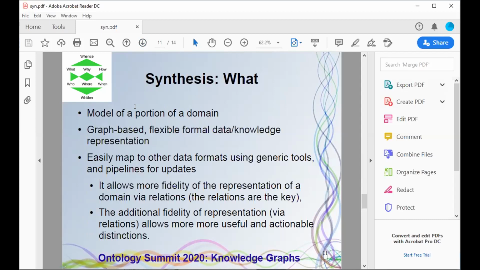So one suggestion is that a knowledge graph is a model of a portion of a domain. Another, so what would that be? Think of what the point of view is for that. Or it's a graph-based, flexible, formal knowledge, data and knowledge representation. So now that's definitely looking into the implementation aspect. It should easily map to other data formats using generic tools and pipelines for updates. So now you're looking at the purpose of a knowledge graph. Or perhaps that's requirements. Maybe requirements.